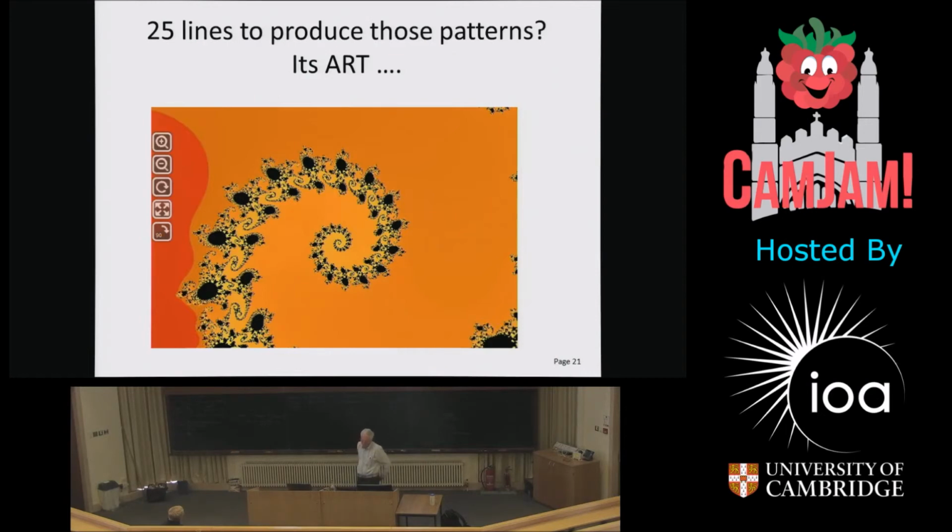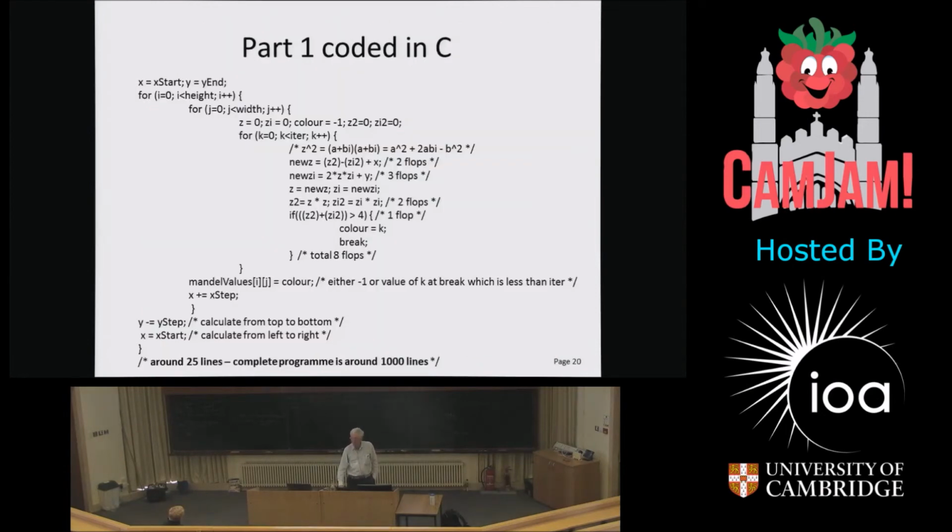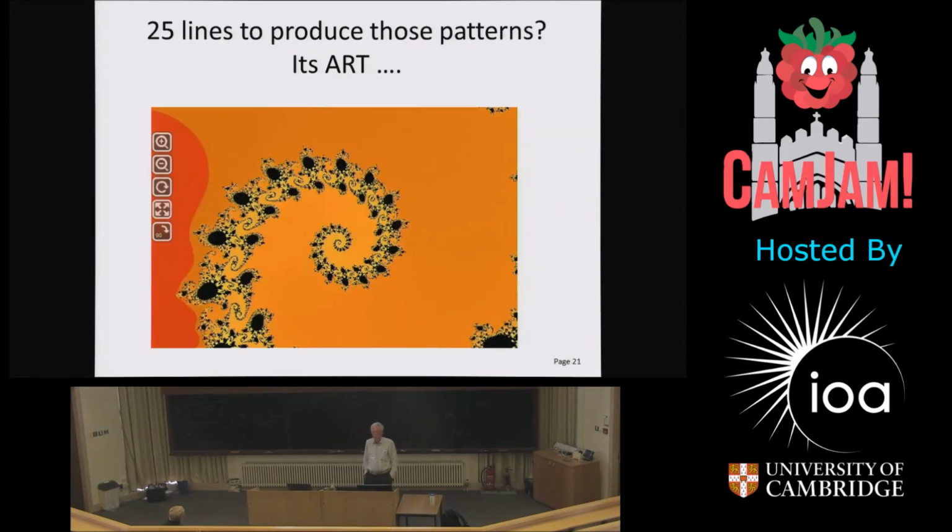So maybe a philosophical question. Many people I've asked, well, how is it that 25 lines of code like that can produce patterns like these? And I've not found anyone who can tell me the answer other than, at the end of the day, well, it looks pretty. That's why I think there's this kind of curious overlap between maths and art here.